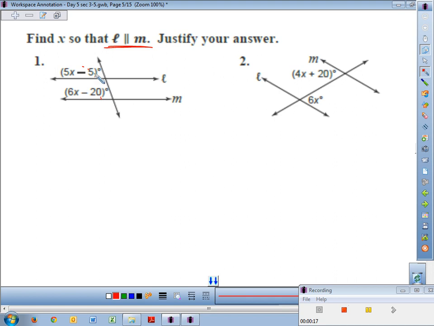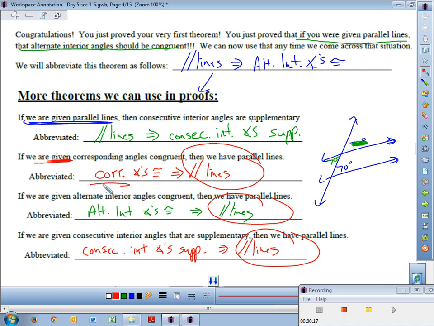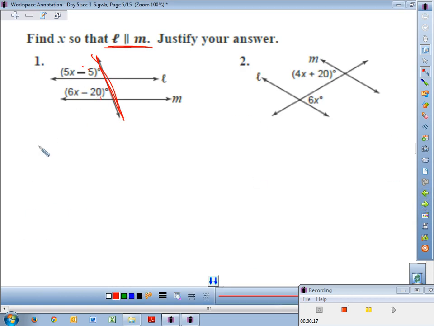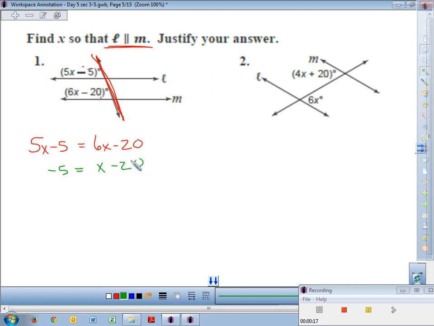These are corresponding angles. They're both to the left of the transversal and above their indicated line. And if I had corresponding angles congruent, that would prove that I had parallel lines. So our job is to force these guys to be the same, meaning set them equal to each other. So 5x minus 5 should equal 6x minus 20. And now let's solve for x. So subtract 5x and get minus 5 equals x minus 20. Add 20 to both sides, and x would equal 15.